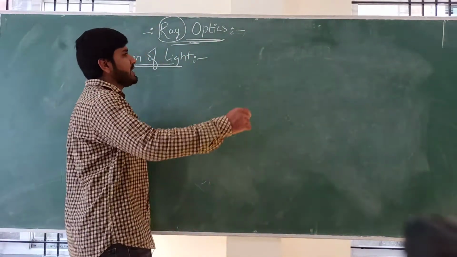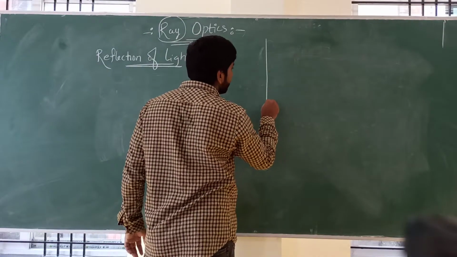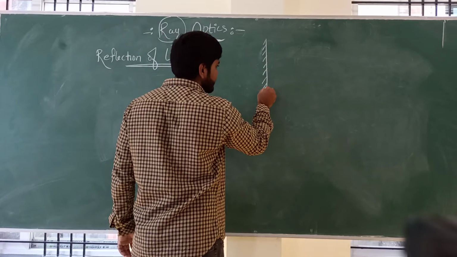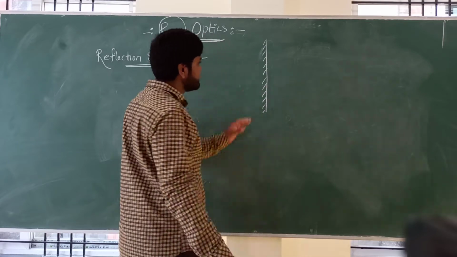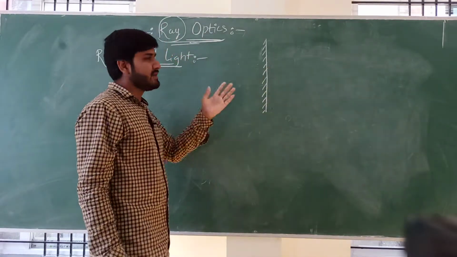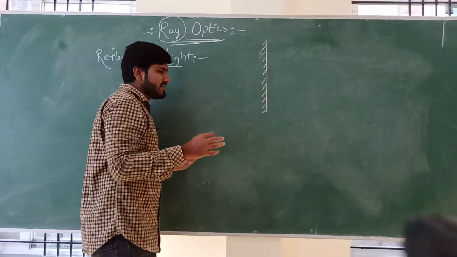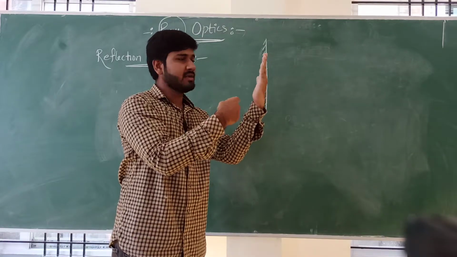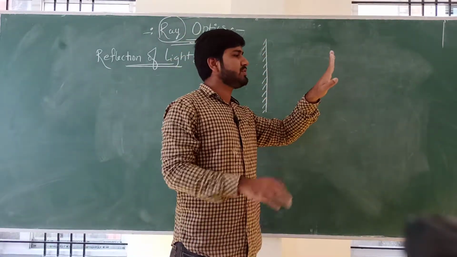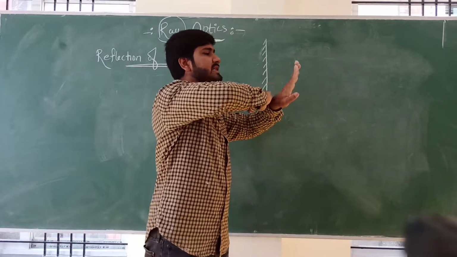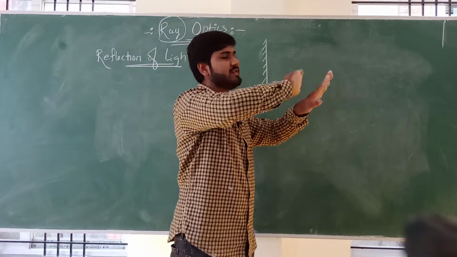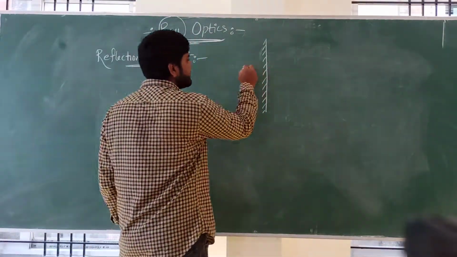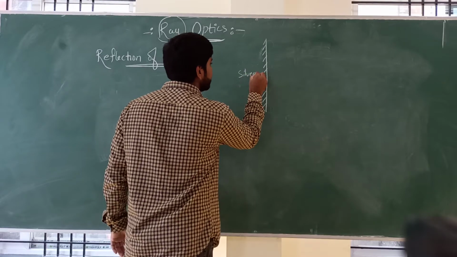So I will take one mirror. This is the silvered part. These lines indicate that it is a non-reflecting surface. When you look at a mirror, on this side you can see your face, but on the back side you are not able to see your face. There will be some plating, and because of that plating you are able to see your face on this side. So this part is silvered.